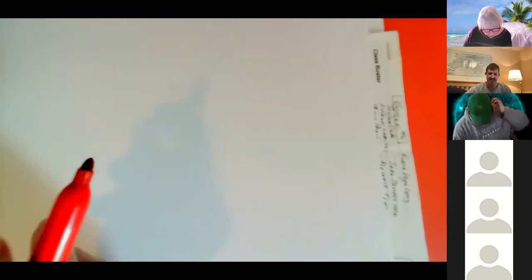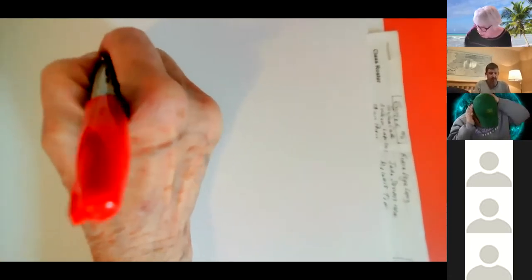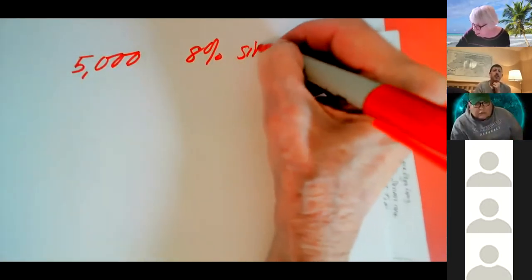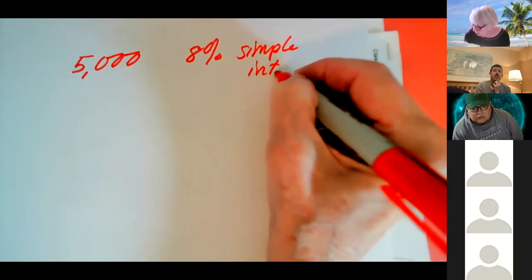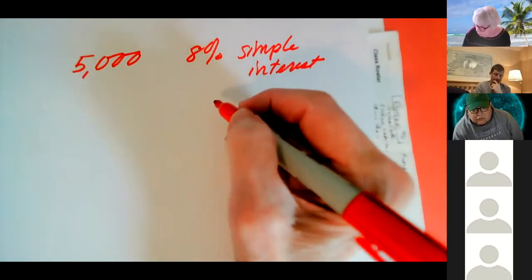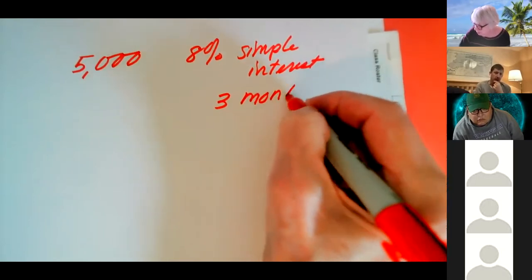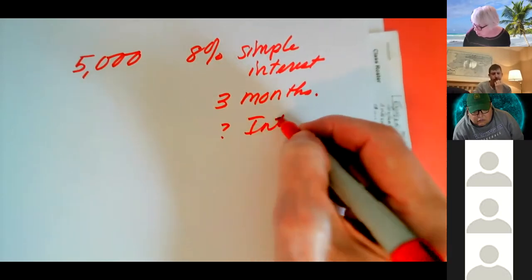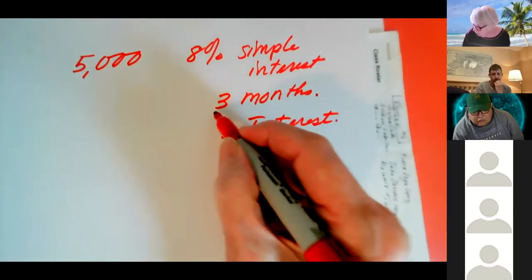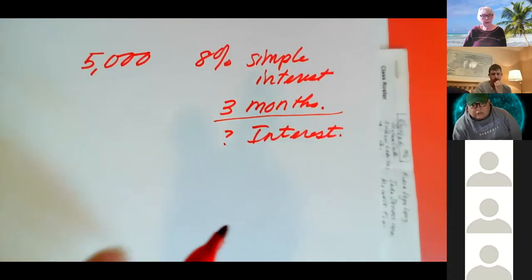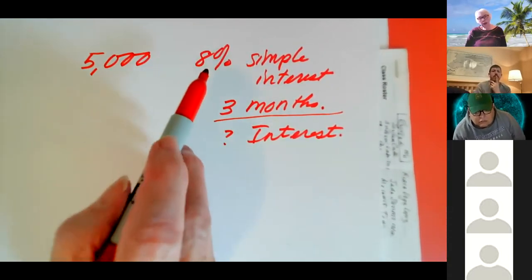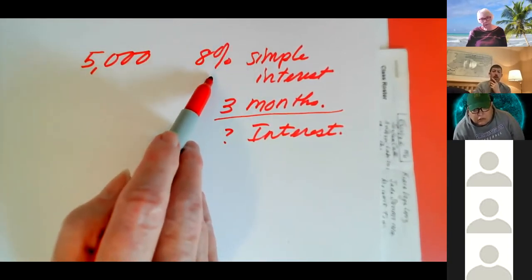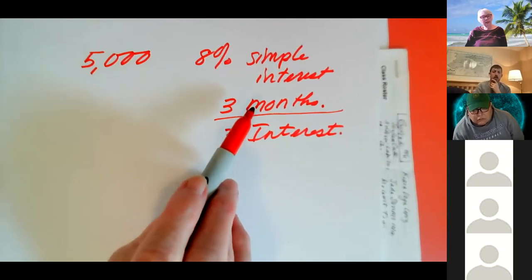How's our time? Simple interest, here it is. $5,000 is invested at 8% simple interest for 3 months. Oh, this is interesting. How much interest is earned? Okay, we put $5,000 in an account that pays 8%, which is assumed a year, but we only leave it there for 3 months.